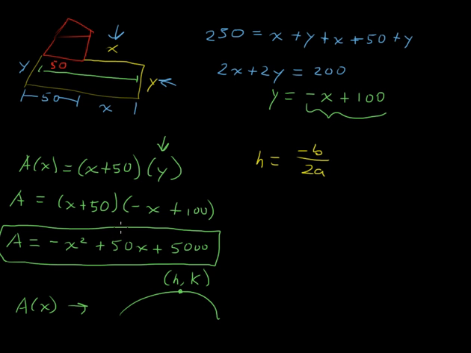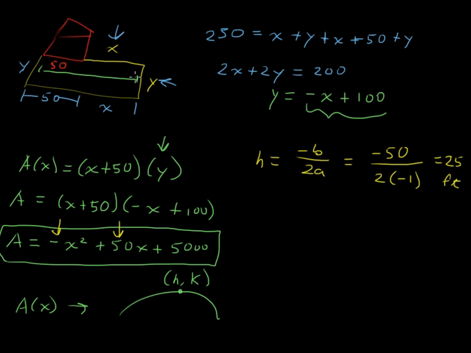Well, negative b is 50, and a is negative 1. So h equals negative 50 over 2 times negative 1. So that equals 25. So the x value that gives us the largest area, when area is maximized, the x value is 25. So at 25 feet, when x equals 25 feet.